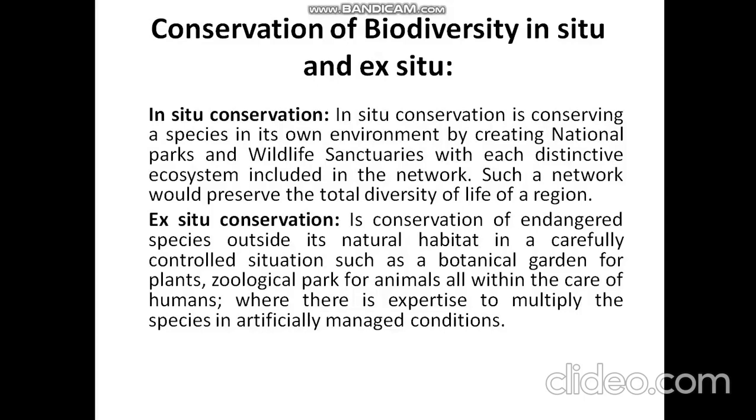endangered species outside its natural habitat in a carefully controlled situation, such as in botanical gardens for plants or zoological parks for animals, all within the care of humans, where there is expertise to multiply the species in artificially managed conditions. So, the ex situ conservation is conservation of plants and animals in botanical gardens and zoological parks outside their own environment.